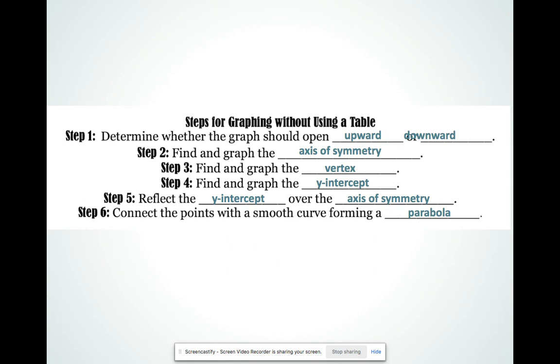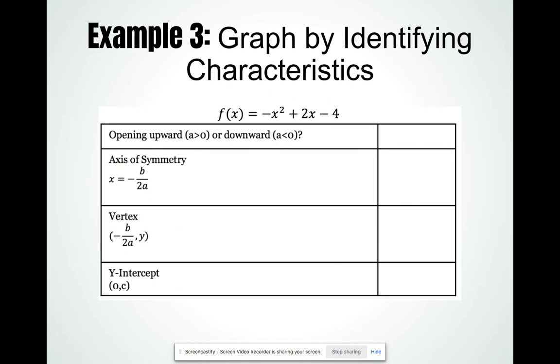So it sounds like a lot of work, and honestly, it is. These are definitely not quick problems. But if you take it step by step, they become a little simpler. So let's go through this, graphing by identifying characteristics. You need to make sure you memorize this axis of symmetry formula. The faster you learn it and memorize it, the easier your life will become, I promise.